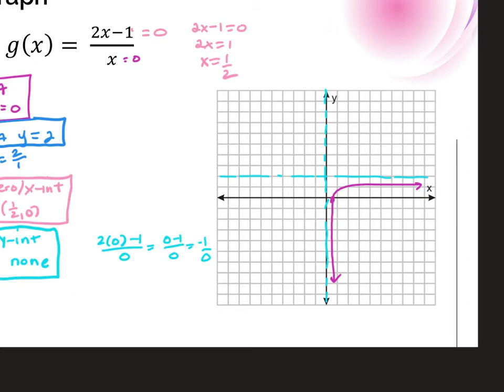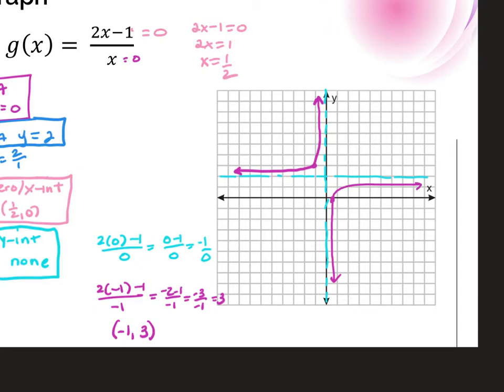So I'm going to plug in a point that is left of my 0. Anything, -1 is fine. So 2 times -1 minus 1 over -1 would be -2 minus 1 over -1, -3 over -1, which is 3. I plugged in -1 and got out 3, so that's my coordinate point. (-1, 3) is here, and it's consistent with what I was assuming was happening with the curve in the bottom right and the top left.